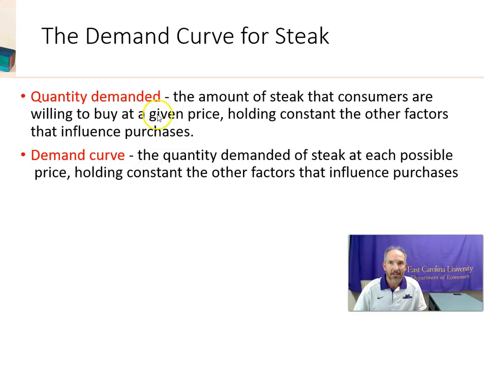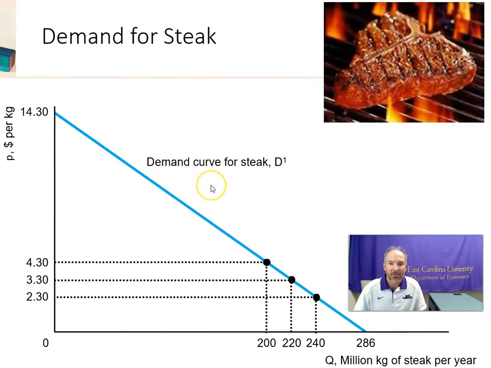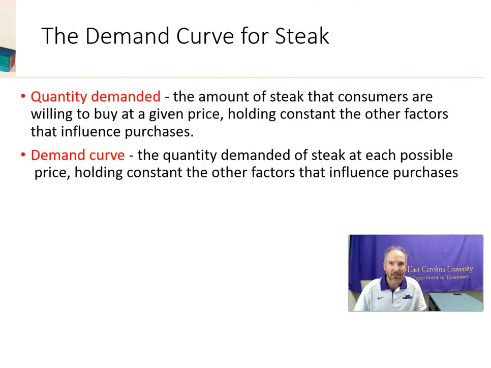The quantity demanded is going to tell you at each steak price how much consumers want to buy. The demand curve is going to plot the relationship between price and quantity demanded. The key part, though, of this demand curve is we are assuming many other things are going to be held constant when we sketch this demand curve. Every other factor that goes into our purchases of steak is going to be held constant.